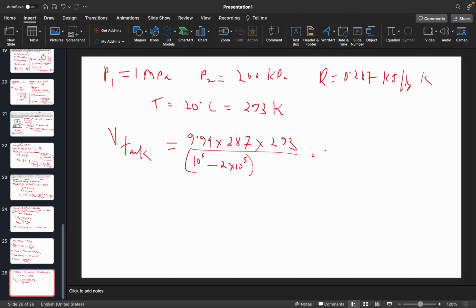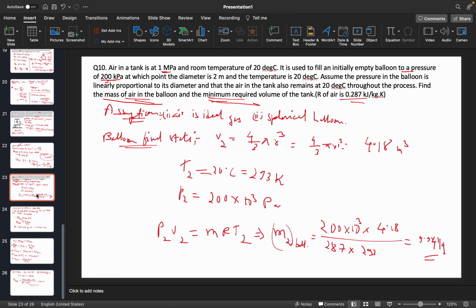So 1.044 meter cube. So this much minimum amount of air should be there inside the tank in the initial state, so that your balloon can expand to have a diameter of 2 meter, and whatever the conditions are there.